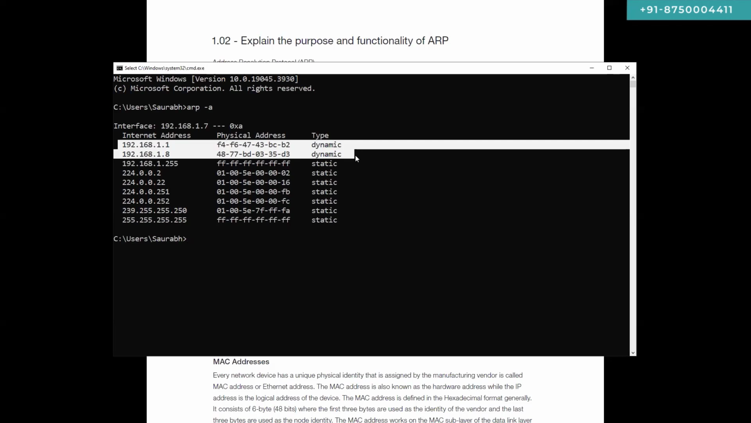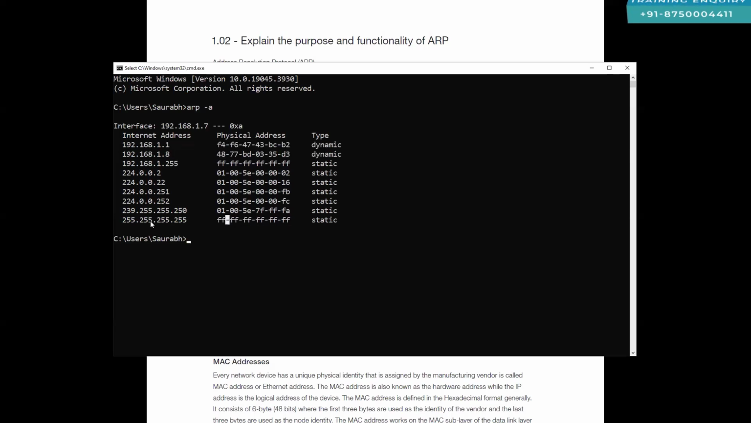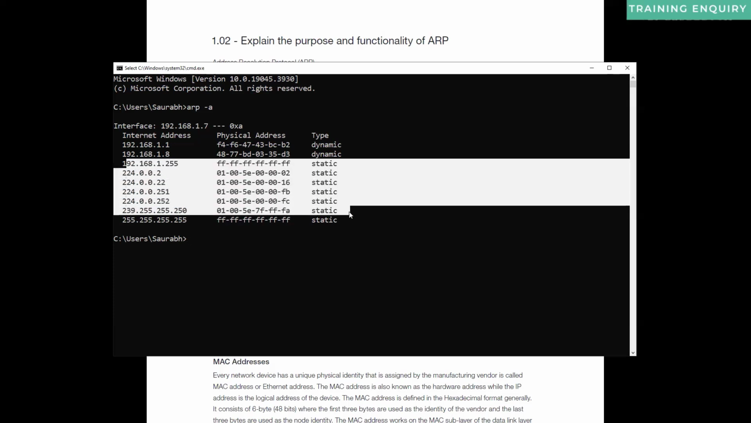Right, and if you look here, it has those entries for your broadcast IP address, right? Obviously if you are broadcasting anything, then the destination MAC address will be all F, right? So it has created that entry, and it is a static entry. It has not learned it from anywhere else. It has created these entries locally, so entries created locally are known as static.